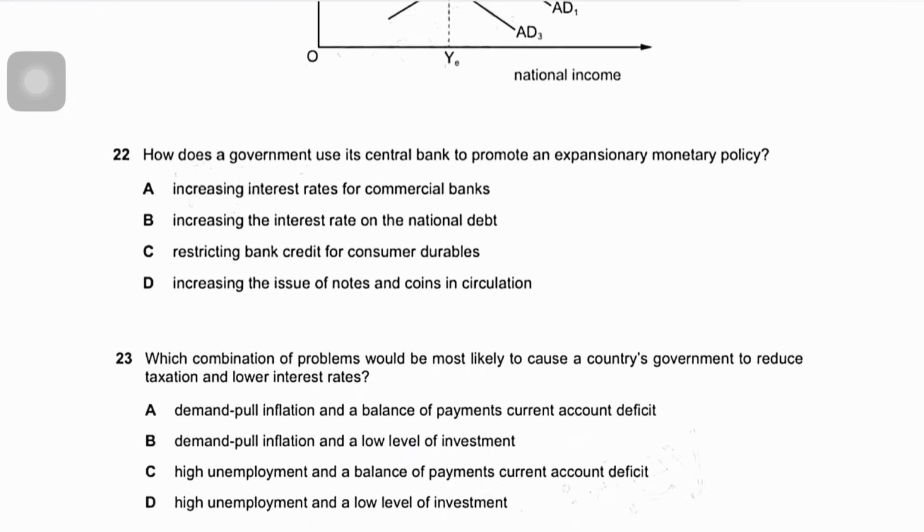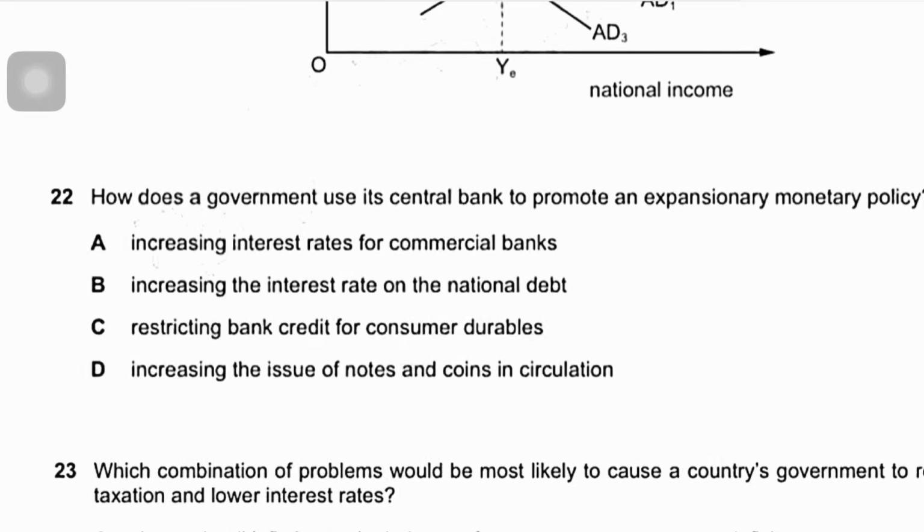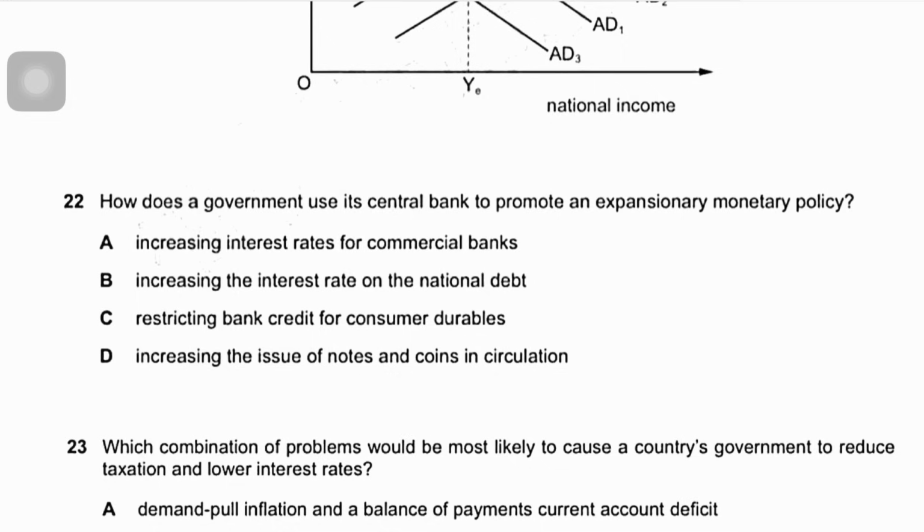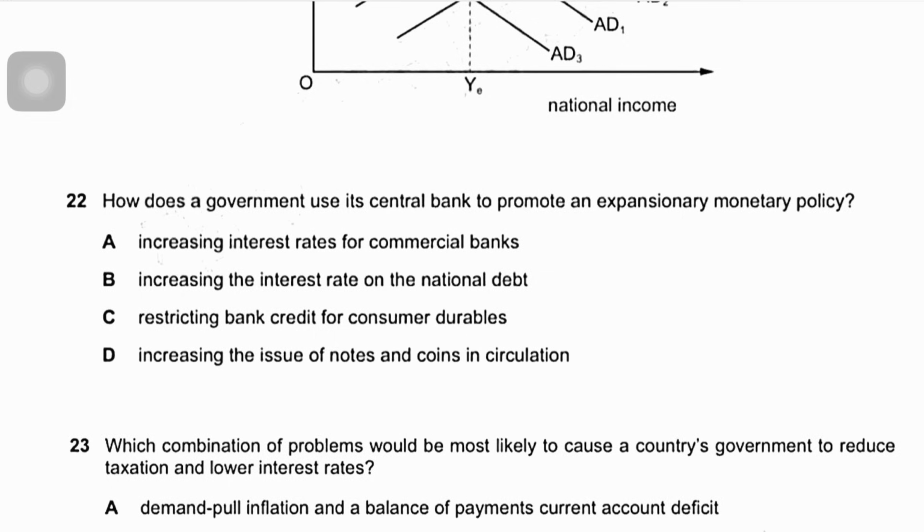The next question, number 22, says, how does a government use its central bank to promote expansionary monetary policy? Now we know that expansionary monetary policy aims to increase the money supply and lower interest rates to stimulate economic activity, increasing aggregate demand and promoting economic growth. Option A says increasing interest rates of commercial banks, and increasing interest rates would make borrowing more expensive, which will contract the economy, not expand it, which we actually want right now. So this is the opposite of what an expansionary monetary policy aims to achieve. So this option is incorrect.